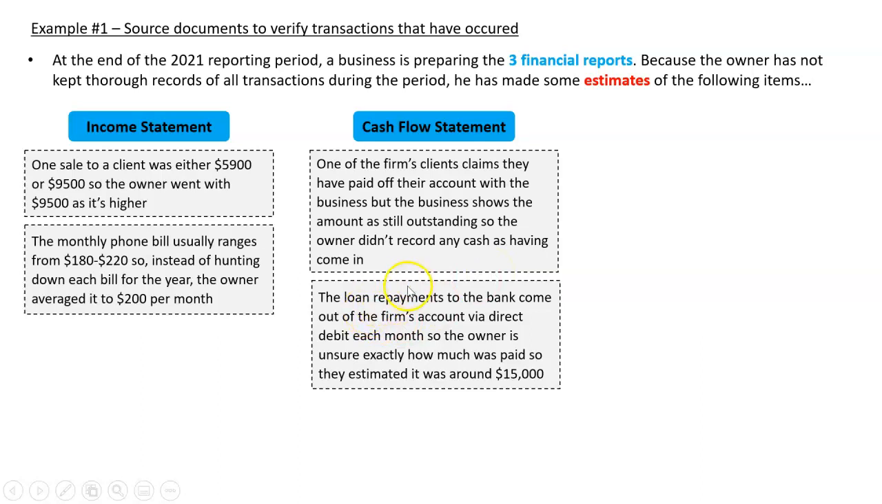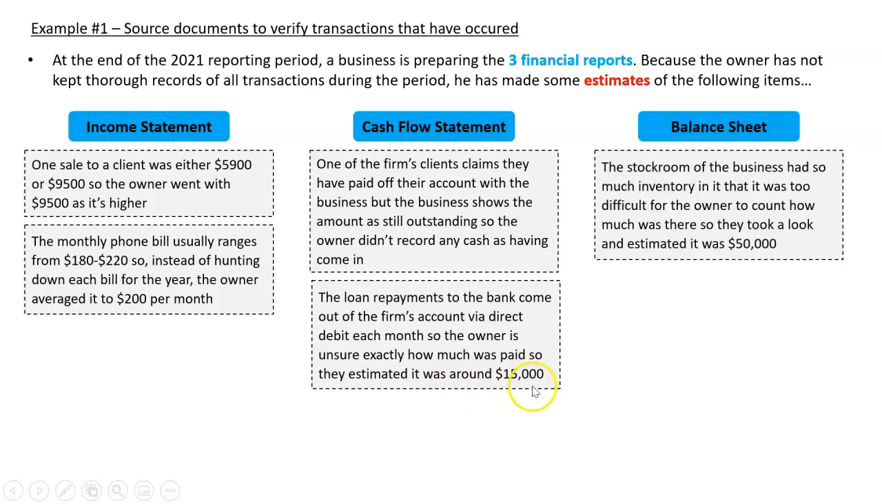The loan repayments to the bank come out of the firm's account via direct debit. You'll learn this when you're an adult. Direct debit is a good thing and a bad thing, but basically you can pay all your bills each month directly out of your bank account. Another party charges you, like a bank or your gym or even your phone. So you can lose track of this very easily. In this case, the bank has been taking direct debits each month, but a different amount. So the owner is a bit unsure exactly how much was paid. They said, I reckon it's about $15,000 in loan repayments for the year.